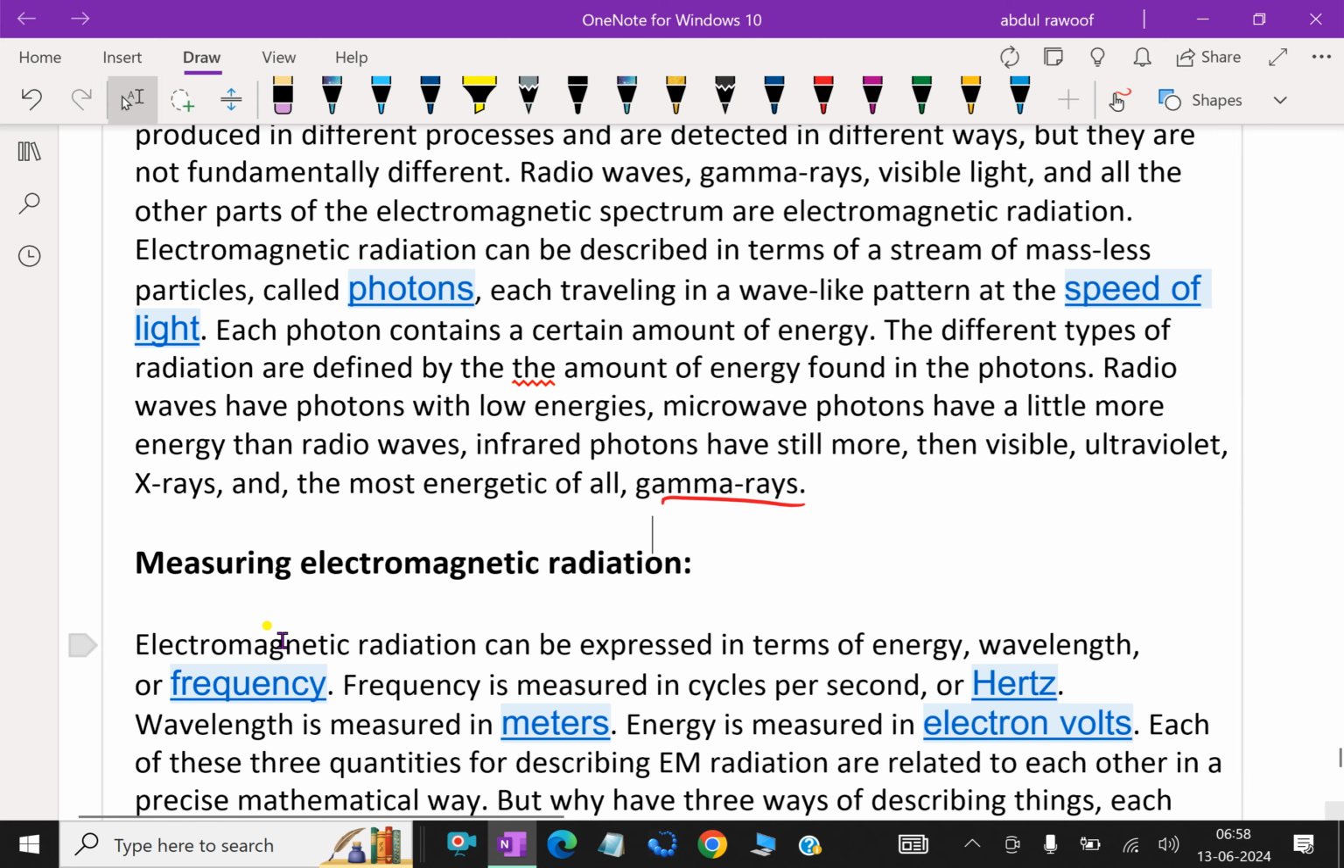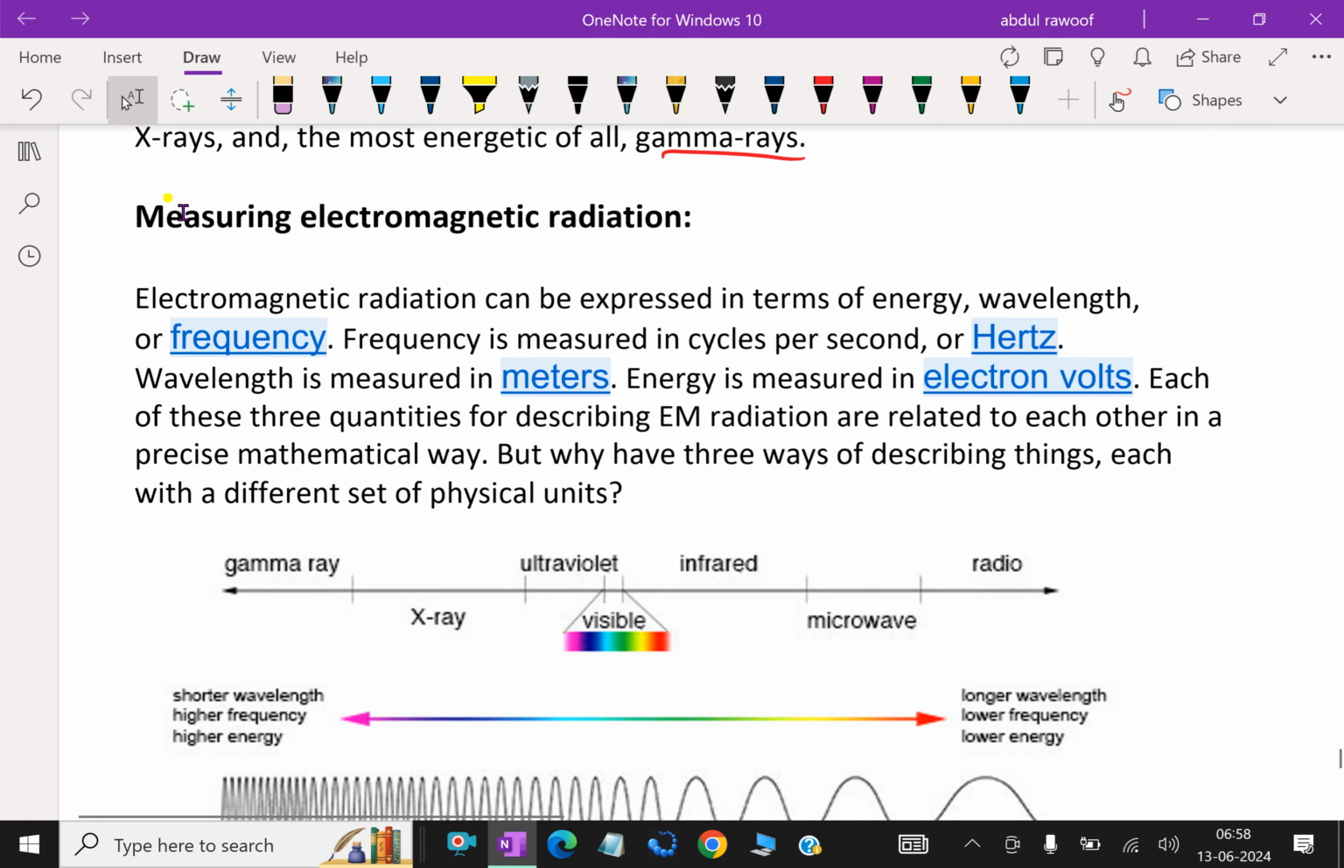How to measure electromagnetic waves? Electromagnetic radiations can be expressed in terms of energy, wavelength, or frequency. Frequency is measured in cycles per second or hertz. Wavelength is measured in meters. Energy is measured in electron volts. Each of these three quantities for describing EM radiations are related to each other in a precise mathematical way.